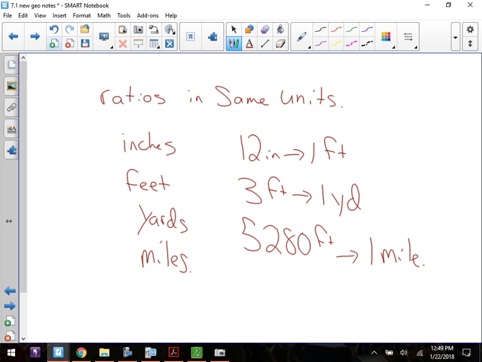Like yards. Oh, you don't have to go yards. Normally, you don't go yards to miles. What you would do if you wanted to figure out how many yards were in a mile, if you know that there's 5,280 feet in it, what do you do to that to figure out how many yards there are? Just divide by 3. See what I'm saying? What is it, 1760?